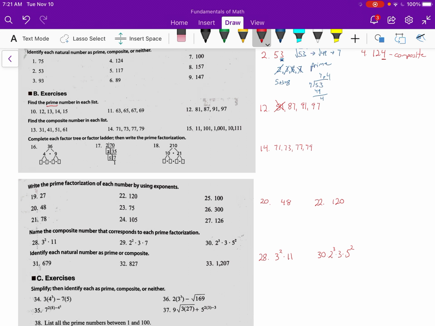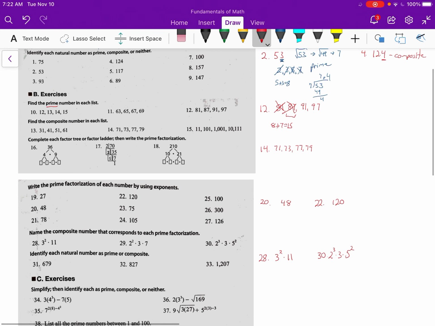87, 91, 97, I'm actually not as familiar with those. So I'm going to work through and try some of the tests to see if they are prime or not. So 87, I do see this pretty much right away. 8 plus 7 is 15, and 3 goes into 15, which means 3 goes into 87. So 87 is not prime.